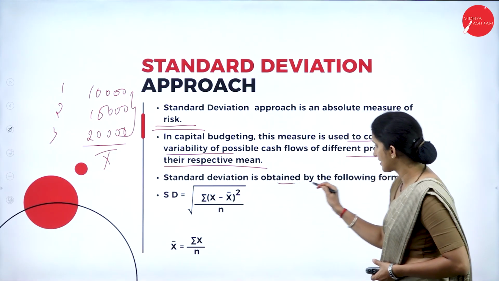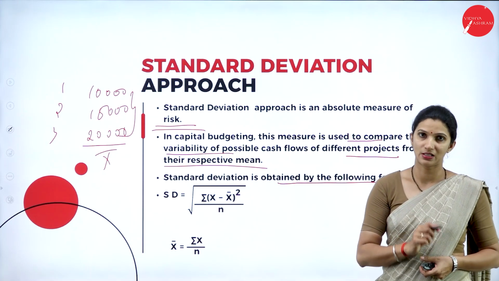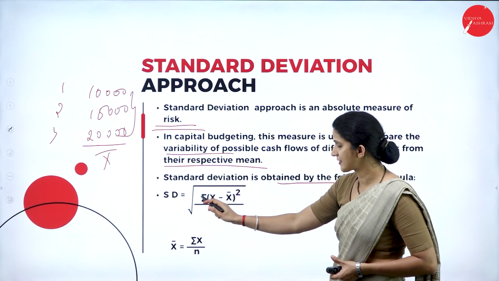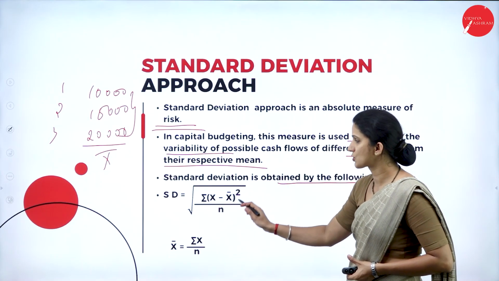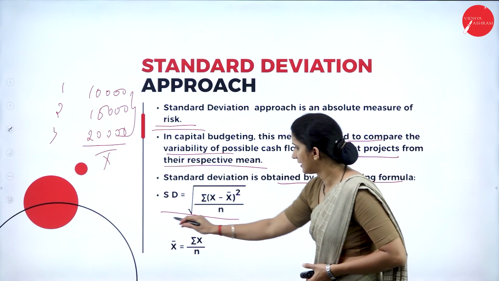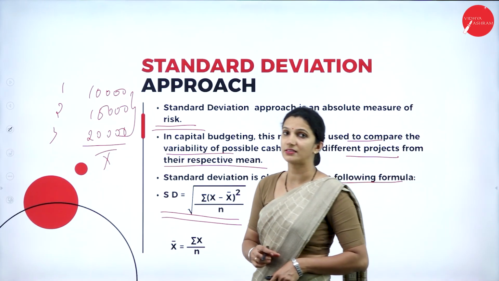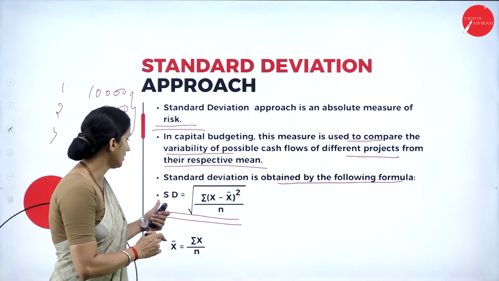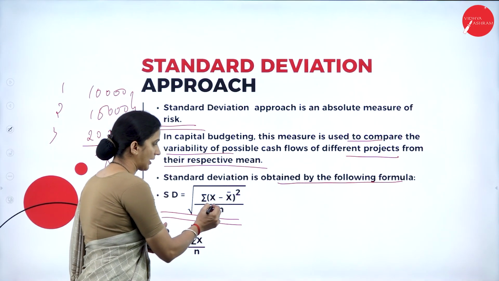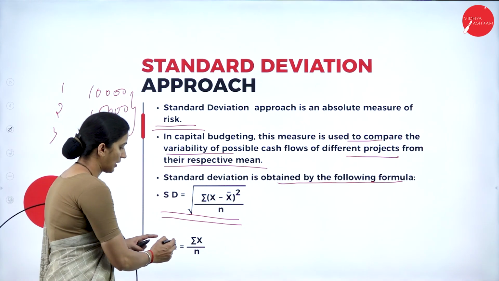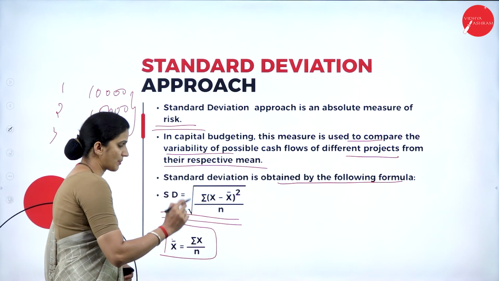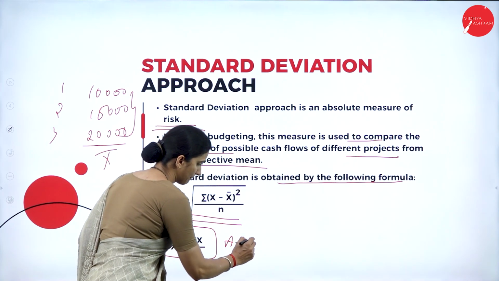So the standard deviation is obtained by the following formula. So important here, we have the standard deviation formula, root of sigma x minus x bar square divided by n. So this is the important formula that is used to find out the standard deviation. So here standard deviation is equal to root of sigma x minus x bar square divided by n. So how do we find out the x bar? It is sigma x divided by n. So we will get the x bar, that is your arithmetic mean.